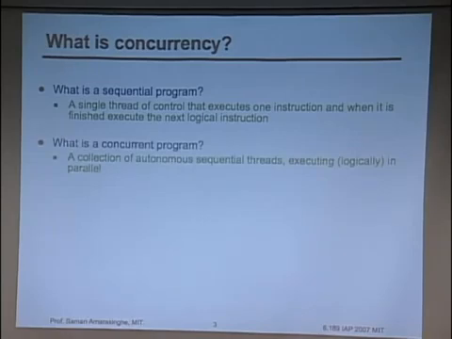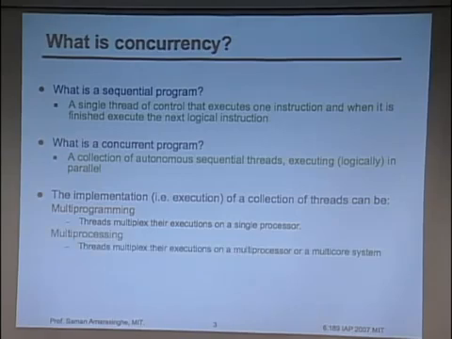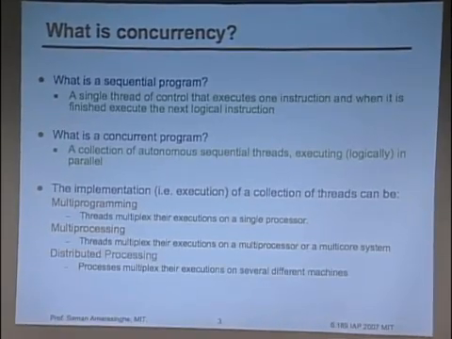A concurrent program, at the shared memory level, we can say is a collection of autonomous sequential threads executing logically in parallel. So you can execute this either with multi-programming, where you multiplex different parts on a processor, or multiprocessing, where you basically have each thread running on a different machine, or even distributed. You can actually send threads to different places. Of course, you have to deal with memory issues in here.